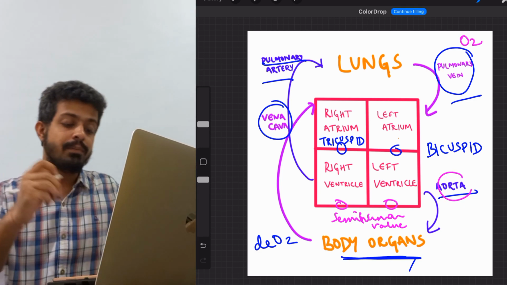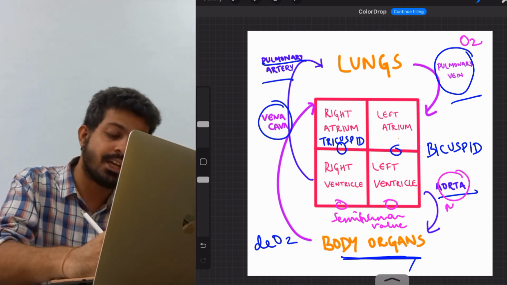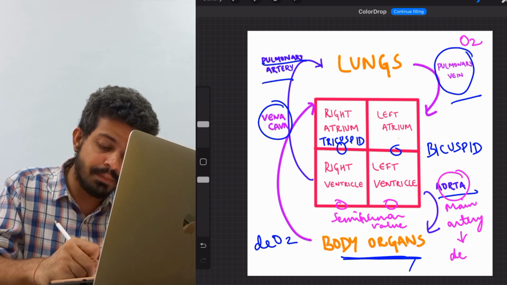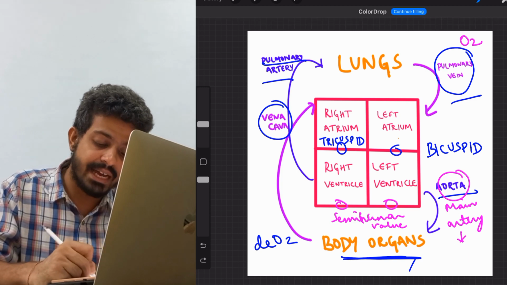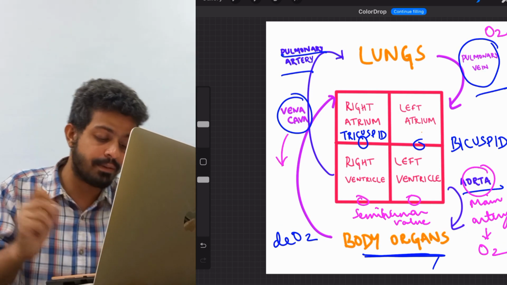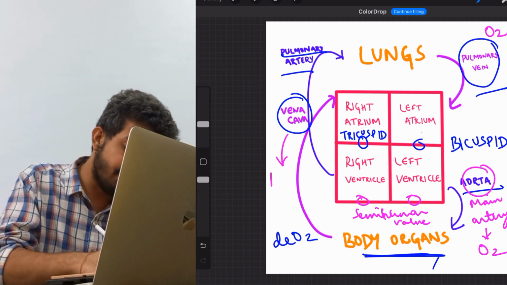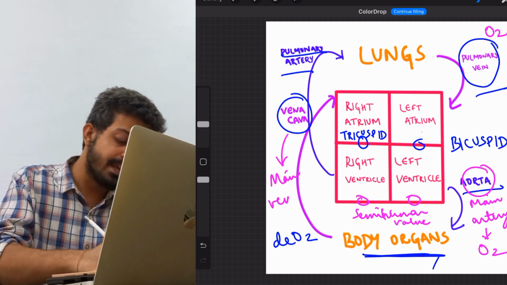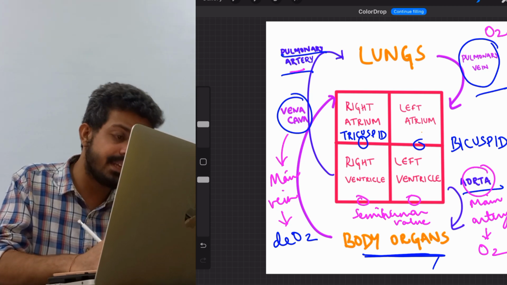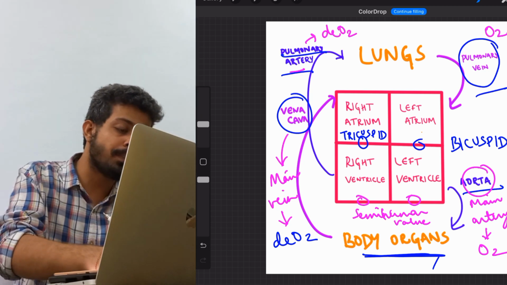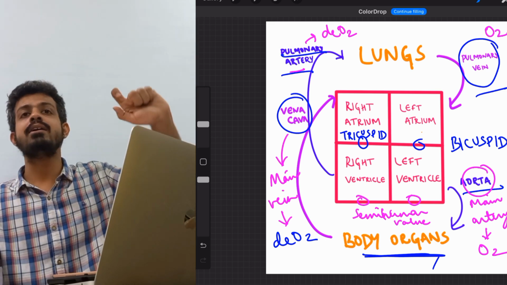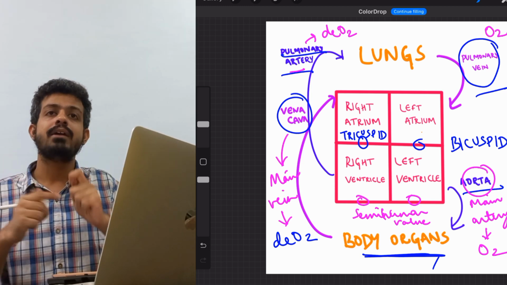Now class, if you will see, the pulmonary vein is carrying the oxygenated blood. The aorta, which is the main artery, is carrying the oxygenated blood. But in case of vena cava, it is carrying the deoxygenated blood, and vena cava is also the main vein. When you talk about the pulmonary artery, it is carrying the deoxygenated blood back to the lungs so that we can get the oxygen back into the blood.